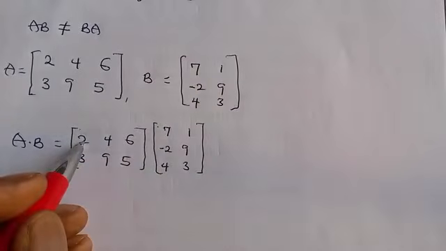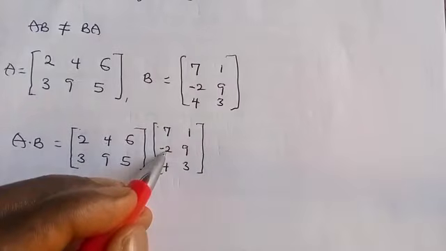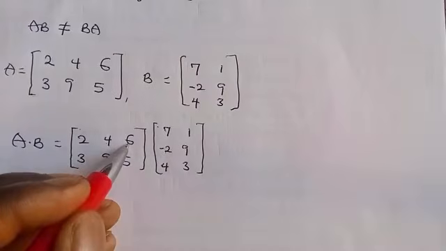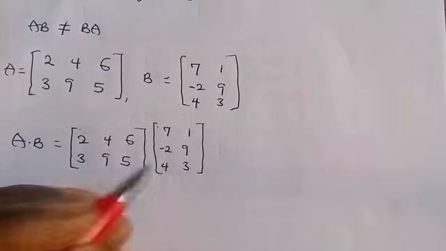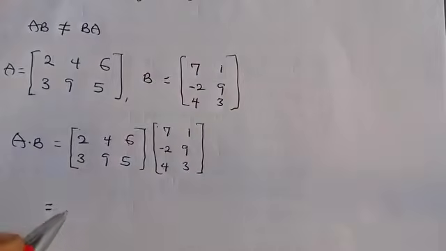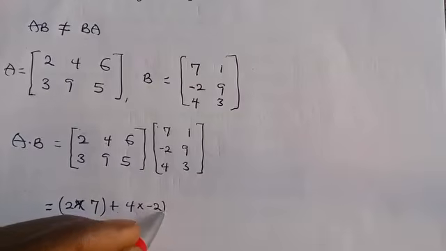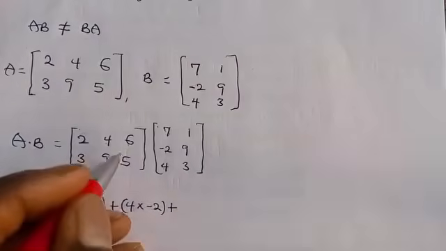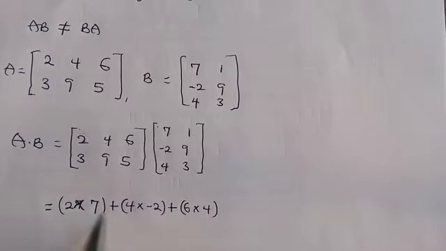So in multiplying also, we are going to use one of the entries to multiply the next one. The second entry on this row multiplies the second entry on this column. The third entry on this row will multiply the third entry on this column. So we have 2 multiplied by 7 plus 4 multiplied by minus 2 plus 6 multiplied by 4. It will give us the entry at this point.